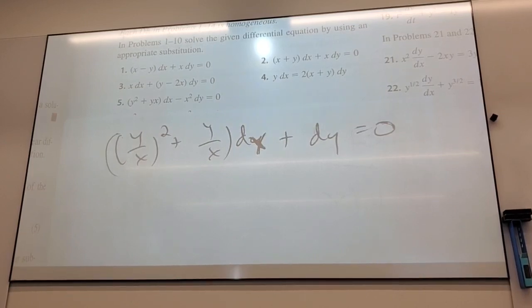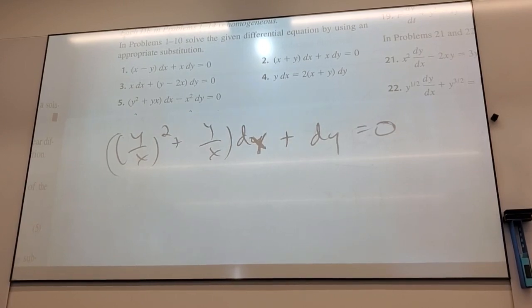And there's one problem on the test that you could look at as homogeneous or something else. We'll talk about the practice test. We'll talk about that in a minute.